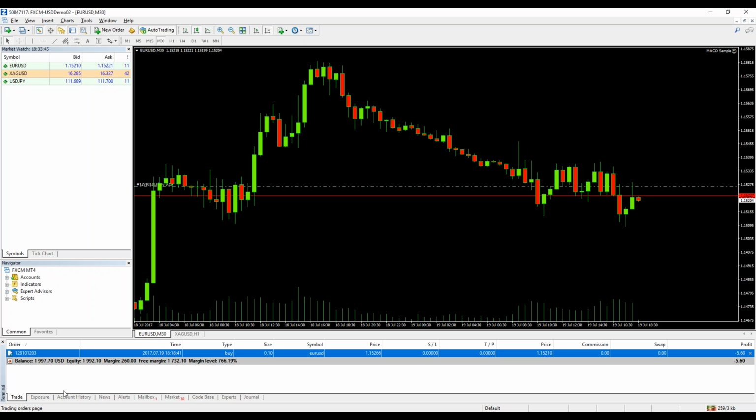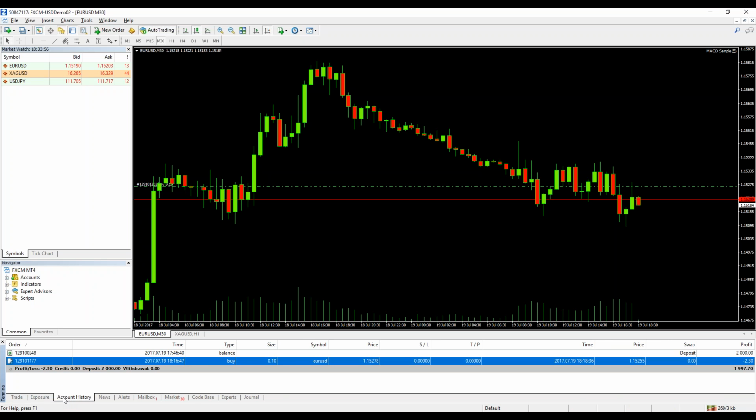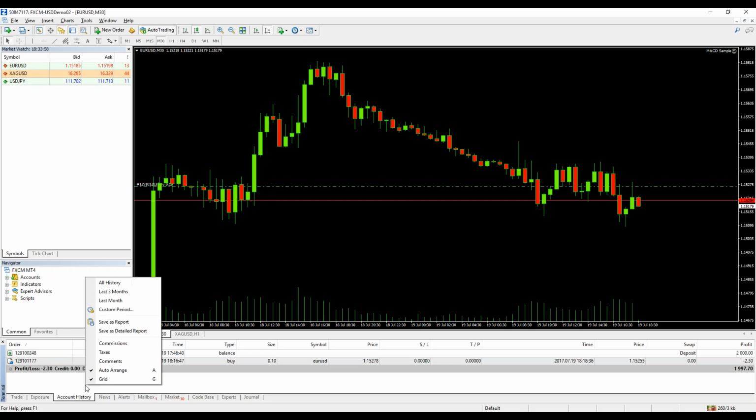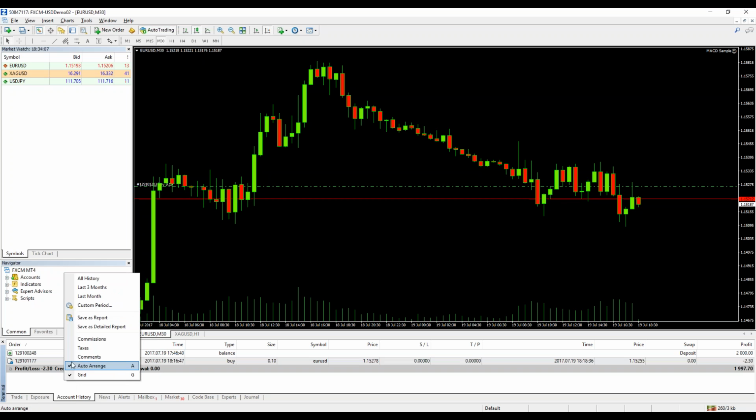But if you don't have the time, or you're really involved in your trades at the moment and stuck to your platform, what I would do is just go to account history, right click, and choose my time frame. Then I'll right click again and say save report. Or I can say all history, or the last month, or the last 3 months.